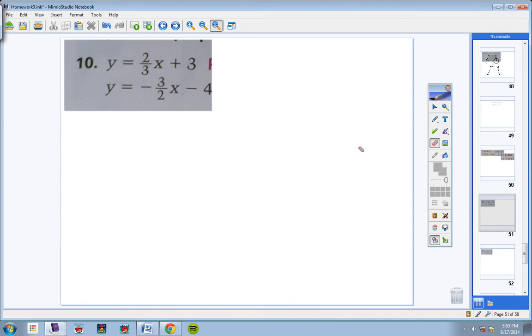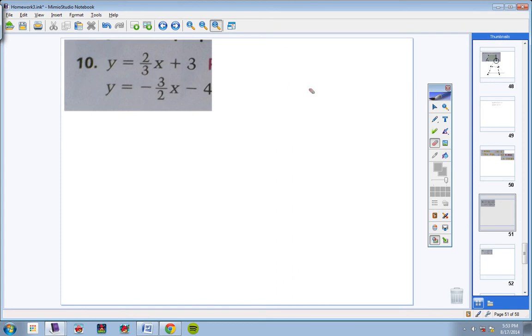Now I'm not really concerned with your sketching these lines. It's not a big deal to me. However, I do want to make sure that you're able to look at linear equations and look at each line's slope and make sure you know whether or not the two lines are parallel or perpendicular or neither.